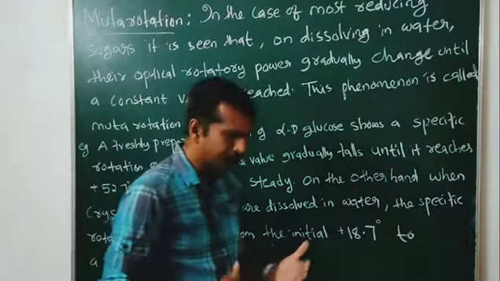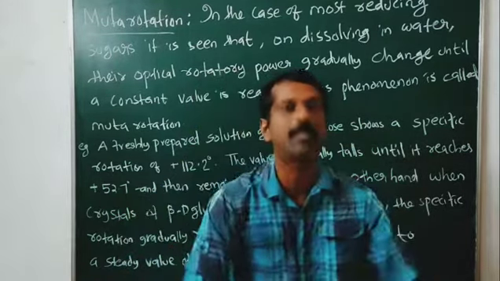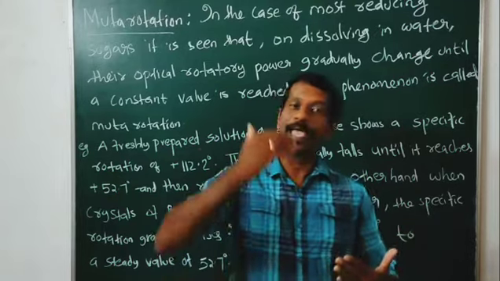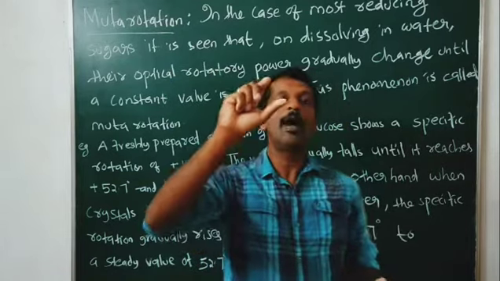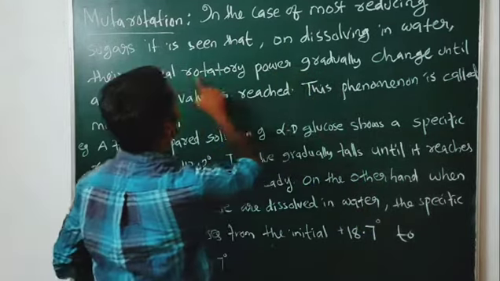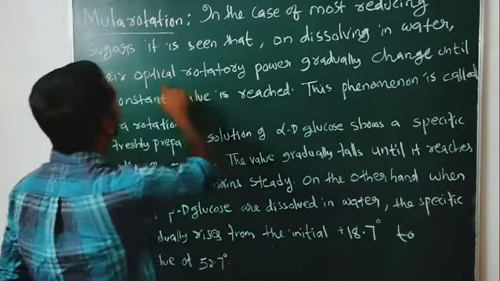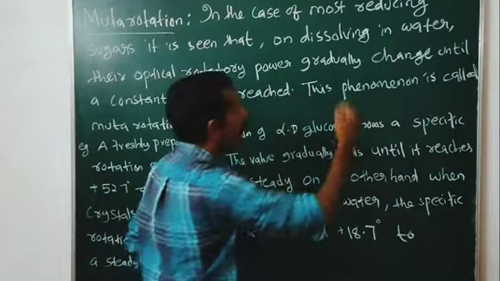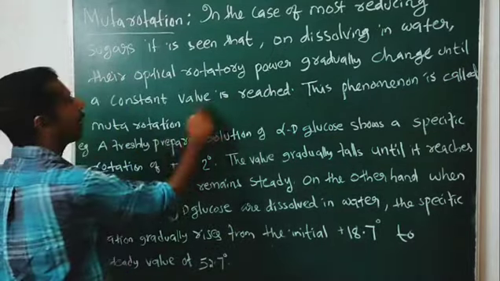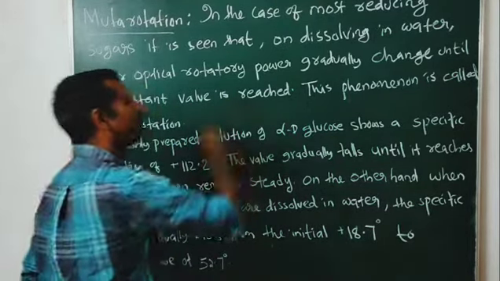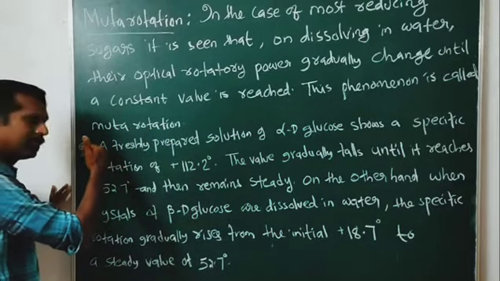That means when reducing sugars like glucose are dissolved in water, what will happen? We know they are optically active compounds because they have chiral carbon. So when these reducing sugars are dissolved in water, their optical rotation gradually changes until a constant value is reached. This phenomenon is called mutarotation. Let us discuss mutarotation with an example.